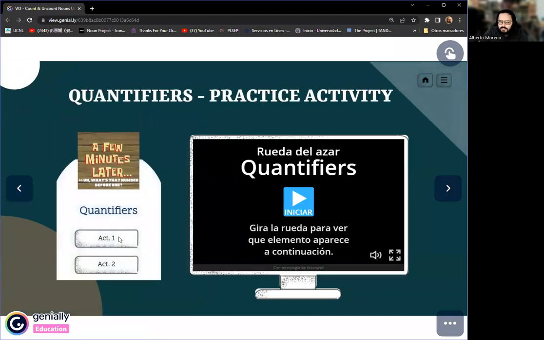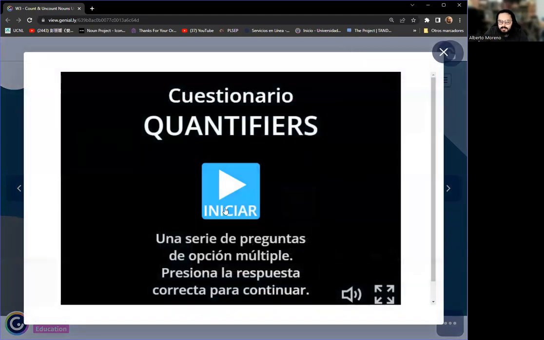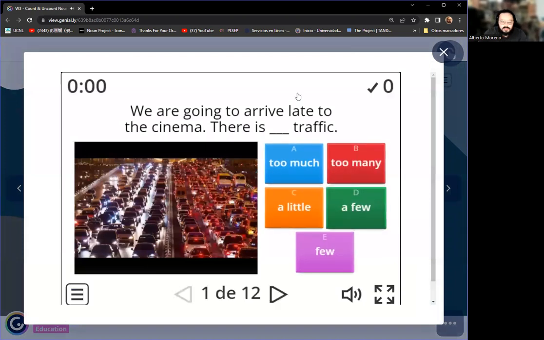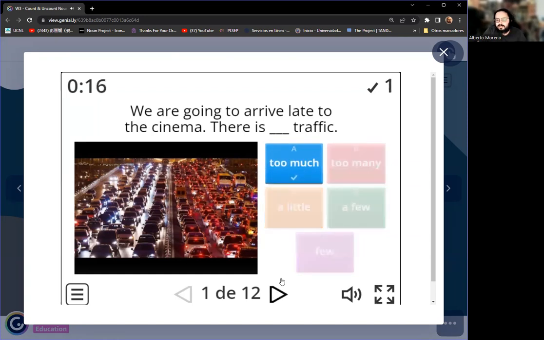Bueno, vamos a hacer una actividad de cuantificadores para reforzar. So in here we have to choose the right answer. It says in here, we're going to arrive late to the cinema. There is traffic. Too much, too many, a little, a few, or few traffic. Too much. Okay, very good.